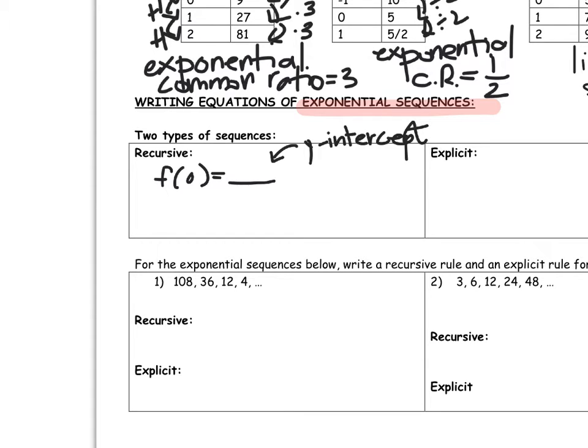The second part always looks like this. F of x, this means to get a term, f of x, you take the previous term, which we write f of x minus 1, and then we write our pattern. So I'm going to put a multiplication symbol, and then I'm going to leave this blank. And what goes here is the common ratio.